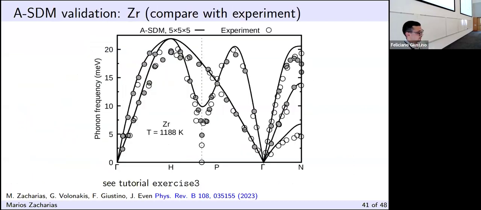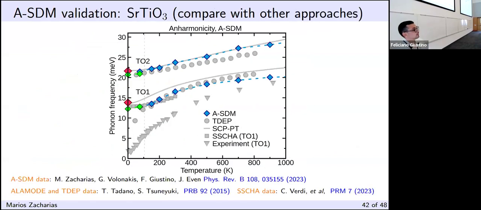Then here is the validation of the methodology for the case of zirconium. Very good agreement with experiment. And also I validate the methodology compared to the state of the art, which is Alamode or TDEP or SHA methods, for the case of strontium titanate, capturing the temperature dependence of the transverse optical mode 1 and transverse optical mode 2. We see that for all these methodologies, the line here is for Alamode, the circles are for TDEP, the squares are for the SHA methodology, and the diamonds are for the ASDM. So we see that in all cases, we have very good agreement with experiment.